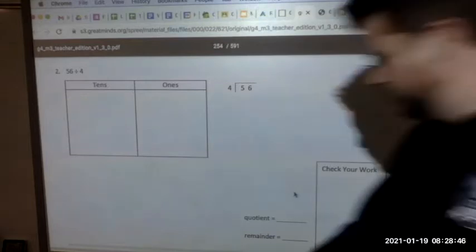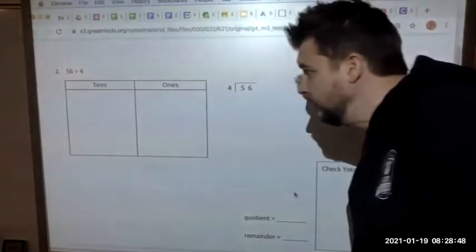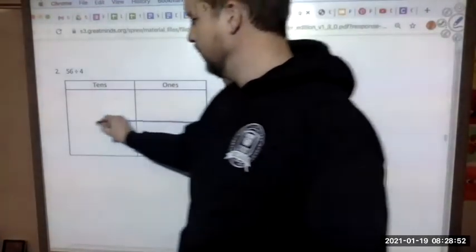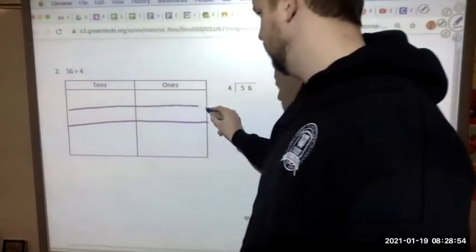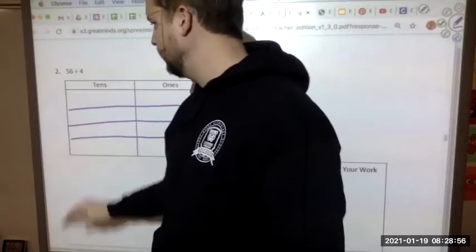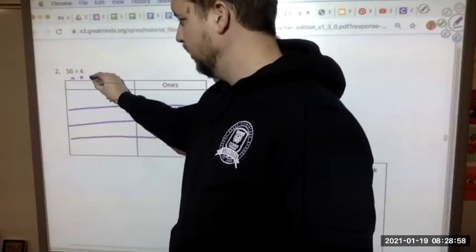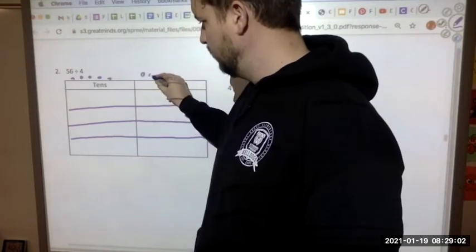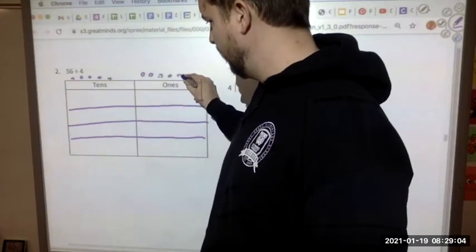All right, so here we are at number 2. This time we have 56 divided by 4. So we're going to cut our boxes into 4s. We're going to draw how many 10s we have. 1, 2, 3, 4, 5. How many 1s we have? 1, 2, 3, 4, 5, 6.